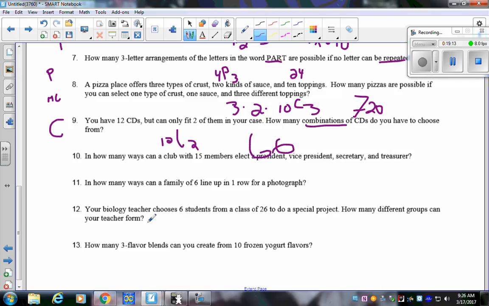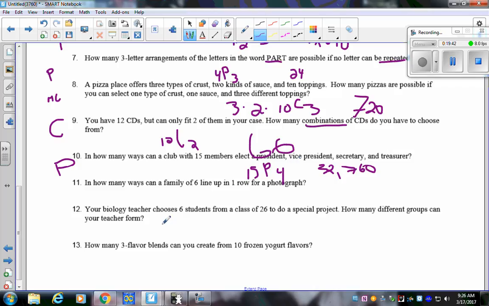All right, how many ways can a club with 15 members elect a president, vice president, secretary, and treasurer? This is a permutation because if I get selected as president, that's very different than treasurer. The amount of responsibility and power are quite different. So 15 members are being put into 4 different positions. So 15 pick 4, and I get 32,760 possible different scenarios.